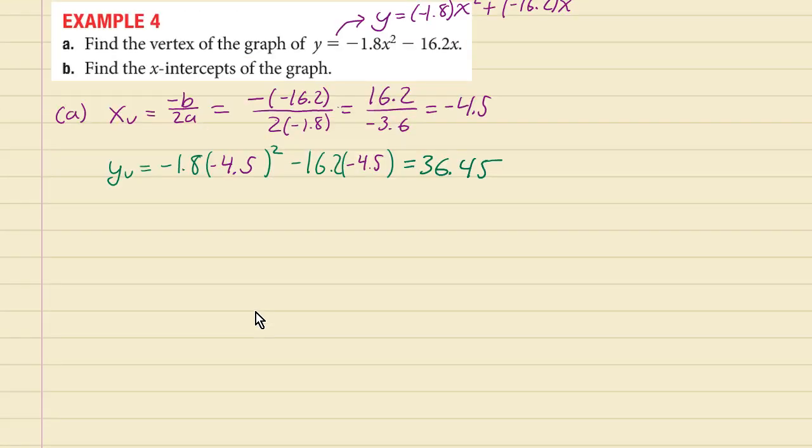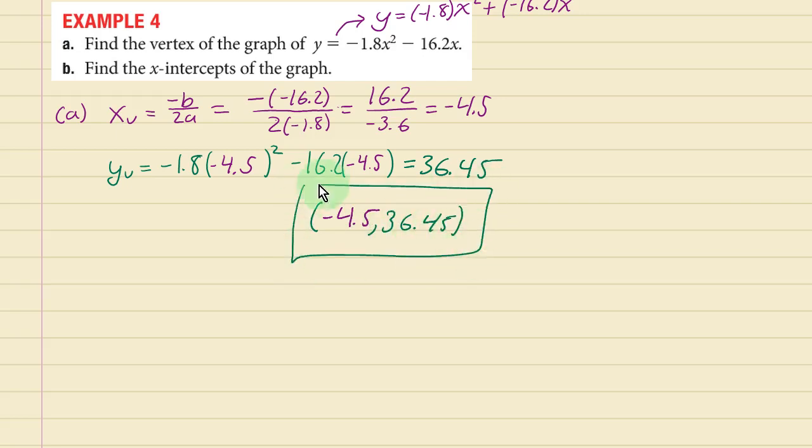Now, by the way, you should probably answer the question giving it as an ordered pair to make sure that you have the x-coordinate and the y-coordinate. You got negative 4.5 and 36.45 there is the vertex. That is A. Now let's find the x-intercepts of the graph.